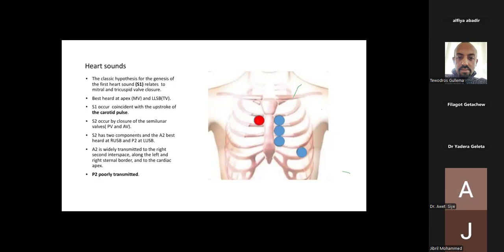Sound loudness is best heard at the origin of the sound. For example, with a trumpet, the sound differs when you are close and when you are far away. So sound is best heard at the site of the source of the sound. Therefore the aortic component of S2 is best heard at the right second intercostal space, and at the left second intercostal space for the pulmonic one, and tricuspid at the left lower sternal border, and the apex for the apical area.